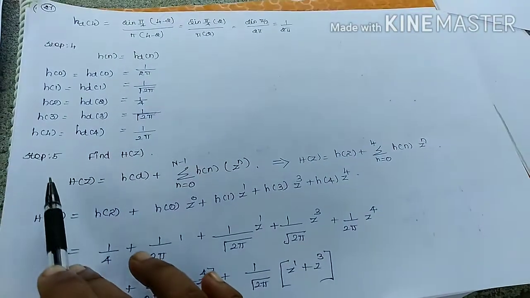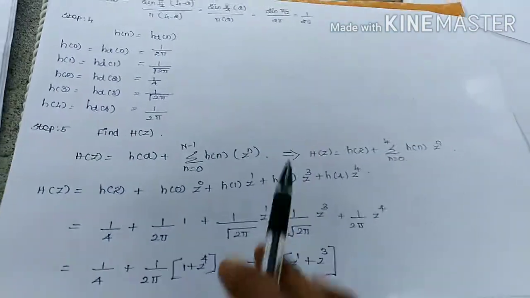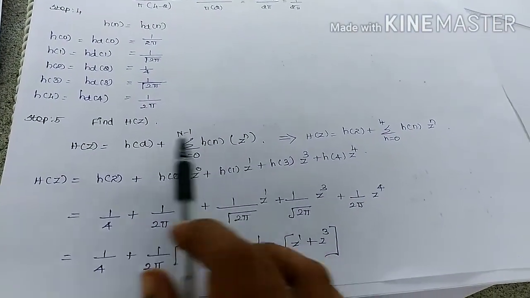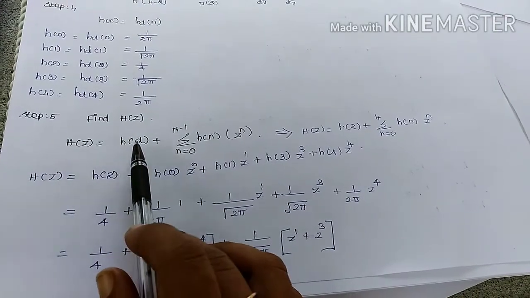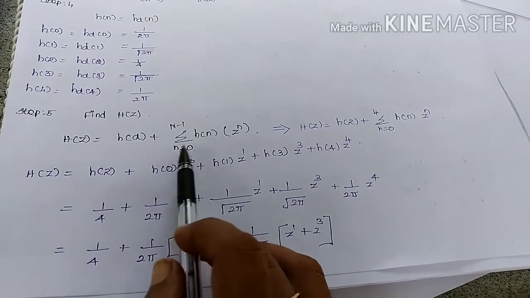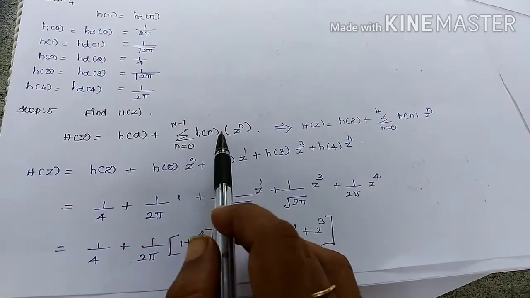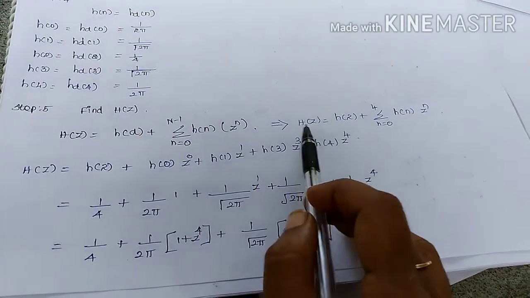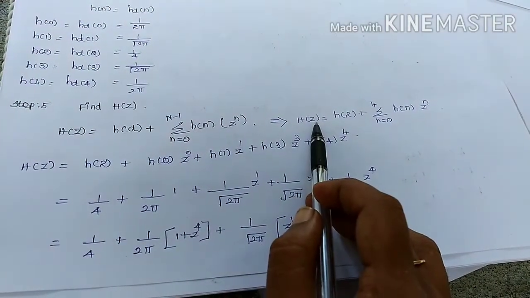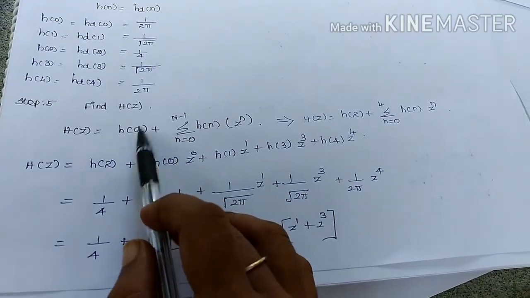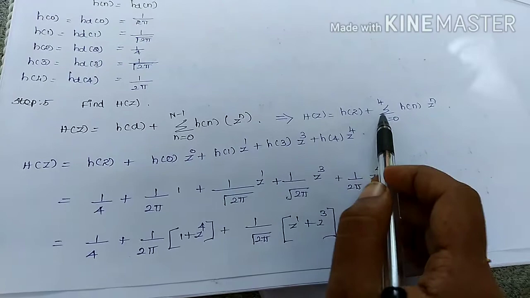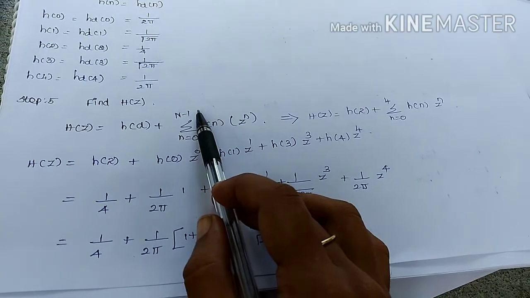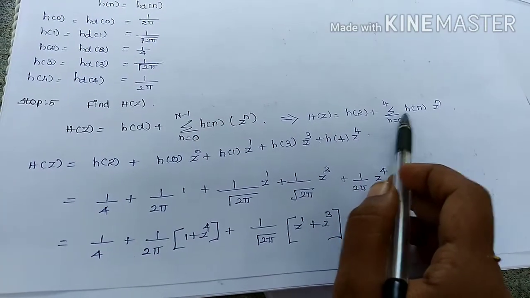Okay. Then step number 5 is to find h of z. For calculating h of z, there is another formula. h of z is equal to h of alpha plus summation n tends to 0 to n minus 1 h of n z power n. Okay. For low pass filter, h of z formula is this. So next, h of z is equal to, here alpha is equal to 2, so h of 2 plus summation n tends to 0 to n minus 1, where our n value is 5, so 5 minus 1 is equal to 4, of h of n z power n.